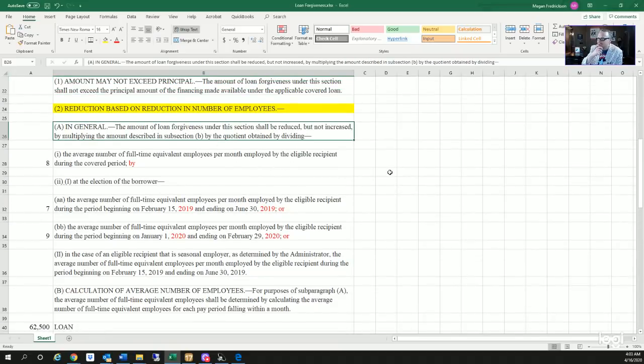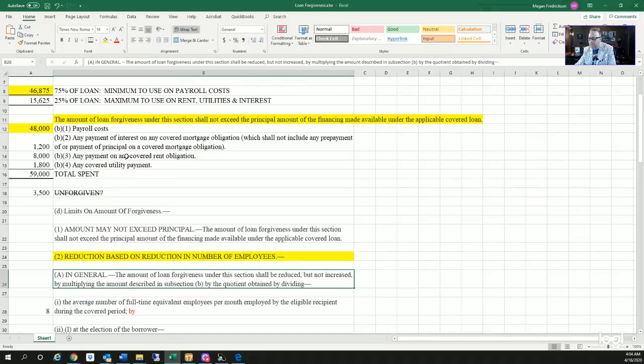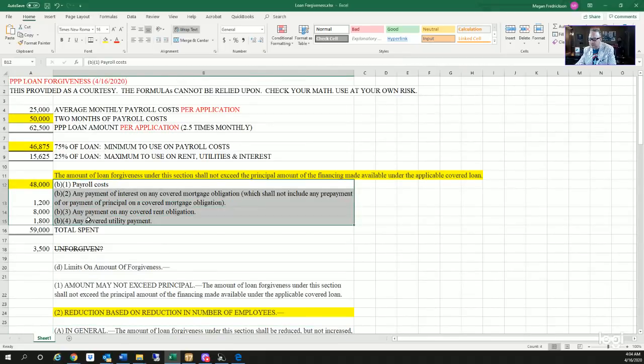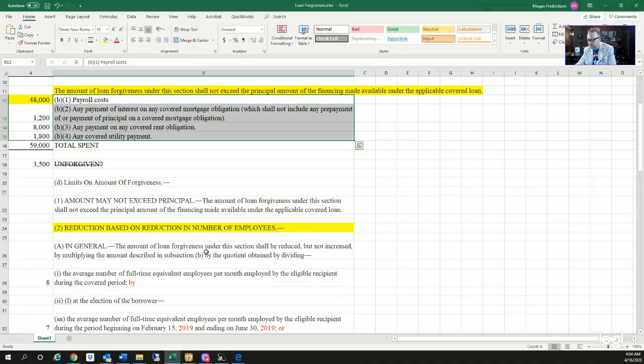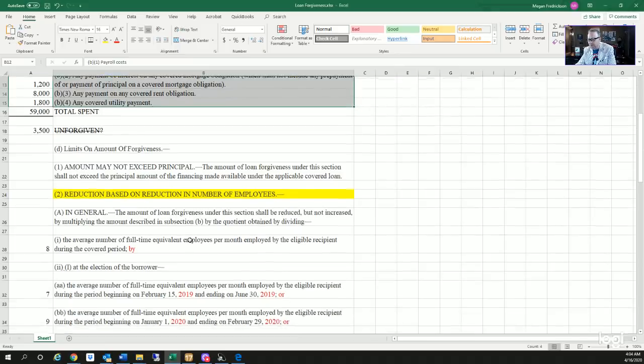But then here's what's really key. The amount of loan forgiveness, okay, shall be reduced, not increased, by multiplying the amount described in subsection B by the quotient obtained by dividing. Okay, there, I've got our division here, but what's B? Okay, what's sub B? Okay, it's all these things. It's not just the payroll cost. I mean, if you're reading the law, it's all of these things, not just the payroll.